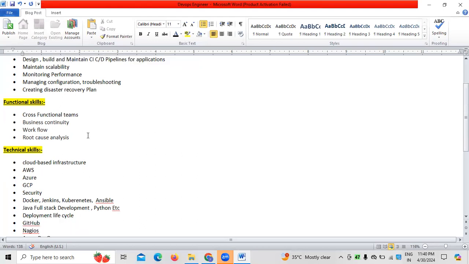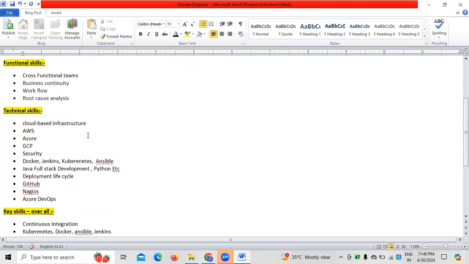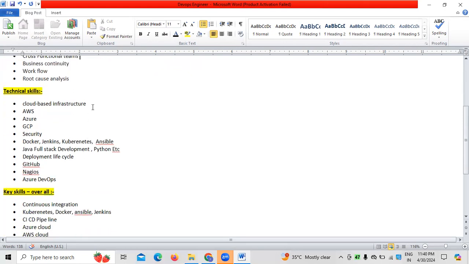Next, technical skills. When it comes to the technical skills, nowadays DevOps engineers may be experienced in AWS or it can be Azure. Because some companies require people having experience on the AWS side, and some may be for the Azure side.